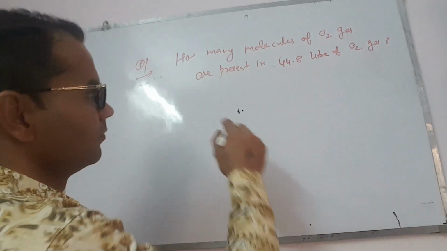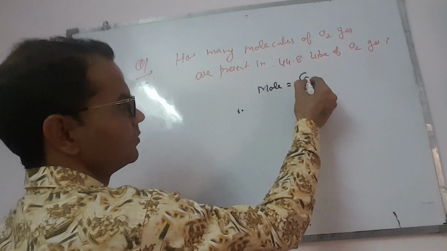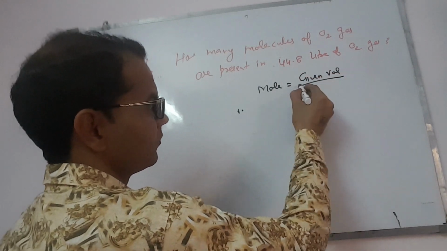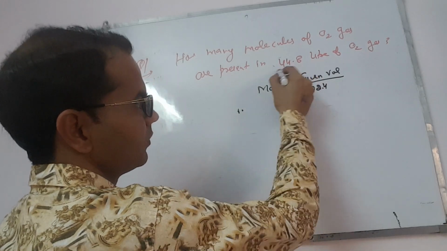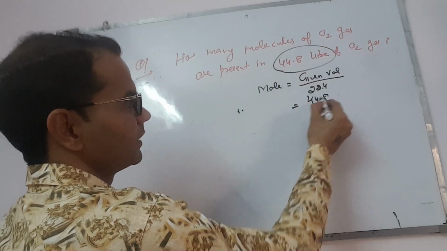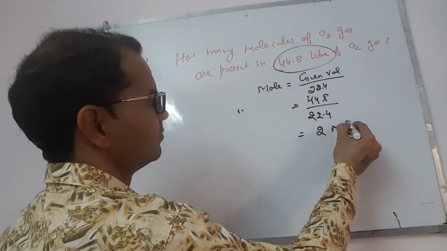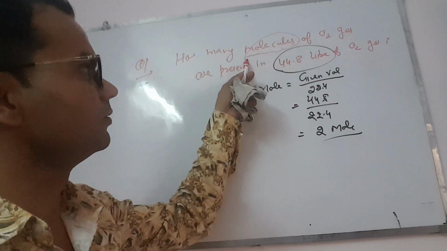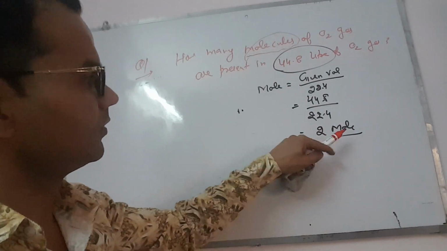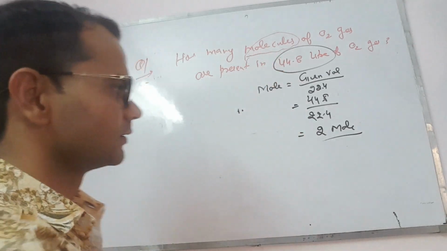So the formula is mole equal to given volume by 22.4. Given volume is 44.8 divided by 22.4. Answer is 2 mole. But we have to find out molecules. So what will we do? We will multiply with Avogadro number to find out the number of molecules.